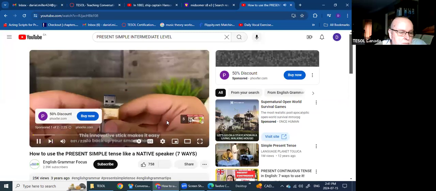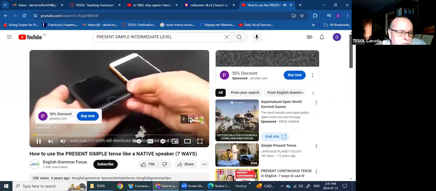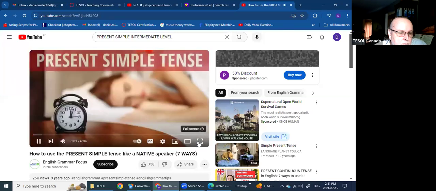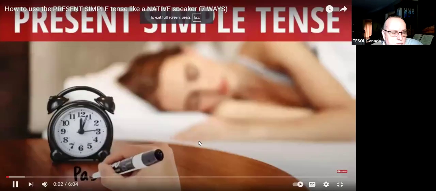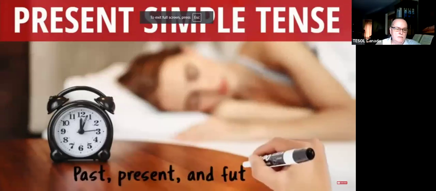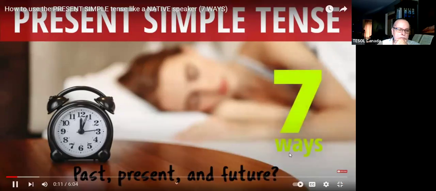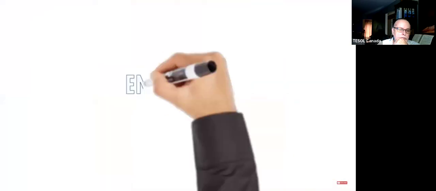This innovative stick makes it easy to back up your smartphone. It's compatible with all devices like Android and iOS. Can the present simple tense be used to talk about the past, present, and future? In this lesson, I'm going to answer this question by describing 7 different ways it is used by native speakers. And I think the last one will surprise you.